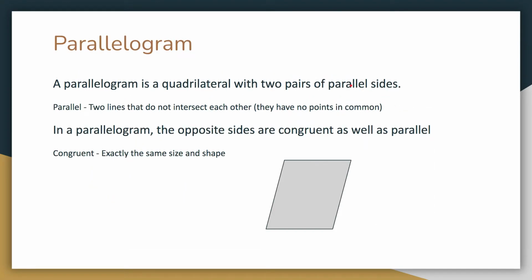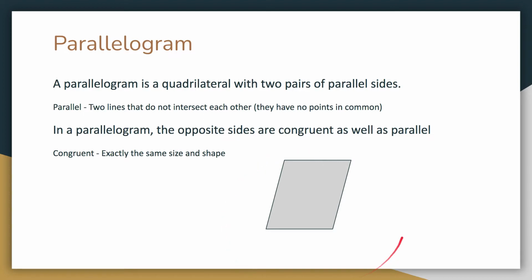Next, we have parallelograms. A parallelogram is a quadrilateral with two pairs of parallel sides. If you don't remember, parallel are two lines that do not intersect each other, or they have no points in common. In a parallelogram, the opposite sides are congruent as well as parallel. If you don't remember, congruent means exactly the same size and shape.